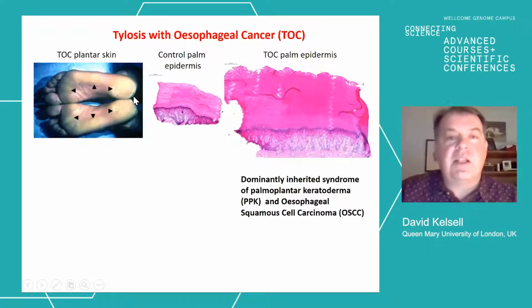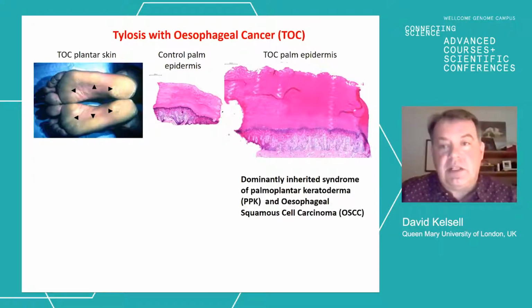The story all started by studying an autosomal dominant palmoplantar keratoderma syndrome called tylosis with esophageal cancer. So the patients present with a focal palmoplantar keratoderma on the soles of their feet and on their hands. And you can see how thick the palm epidermis is from these top patients compared to control. Now, as well as presenting with a skin disease, these individuals also have a high risk of developing esophageal squamous cell carcinoma.